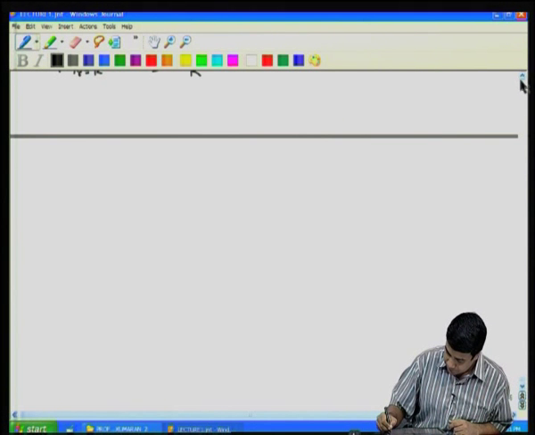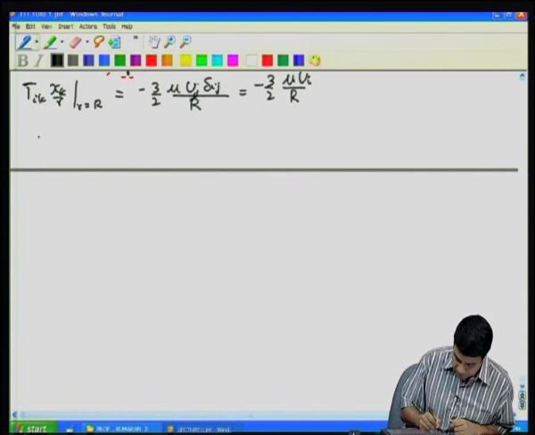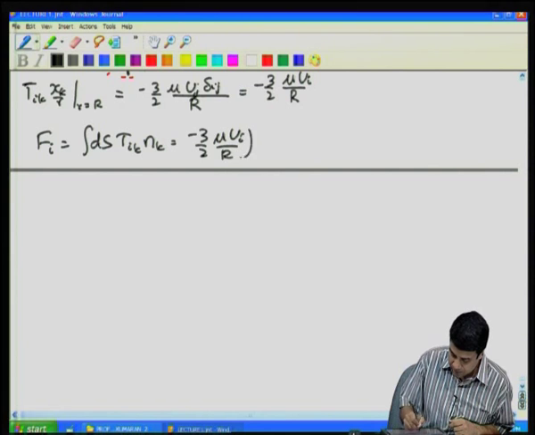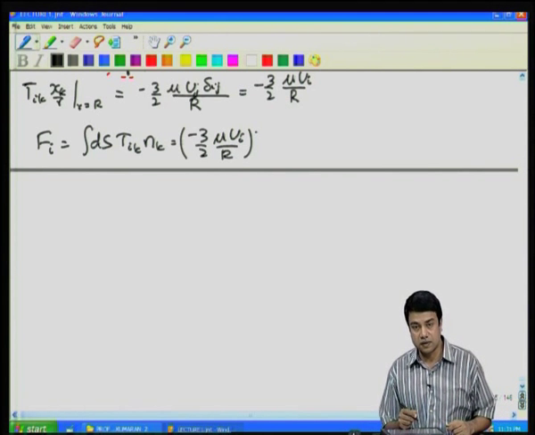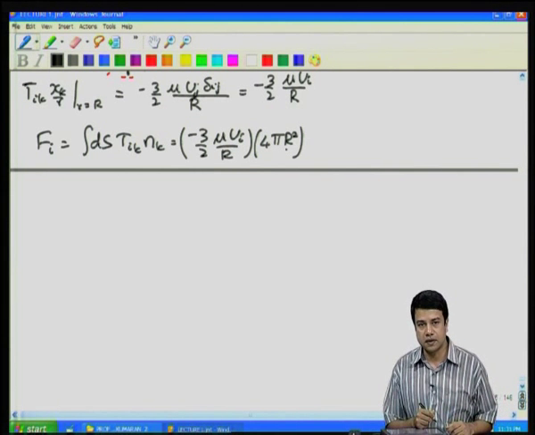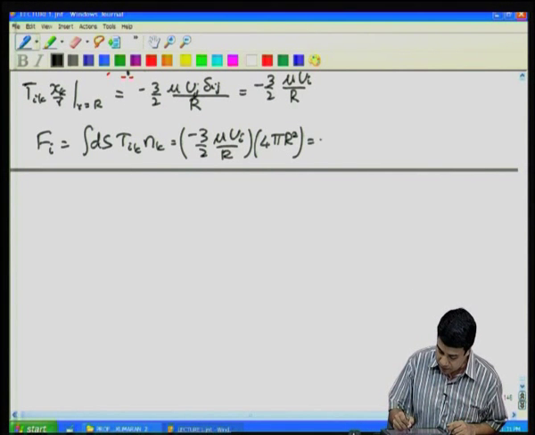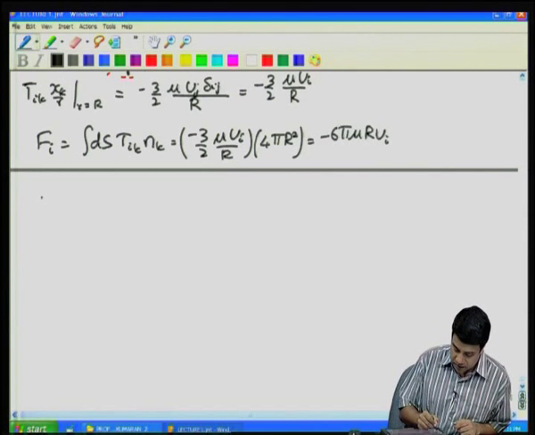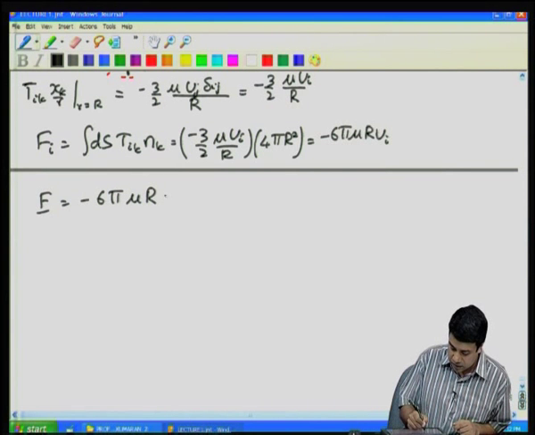So, therefore, the total force F_i is equal to the integral of dS T_ik n_k, and that is equal to minus 3 by 2 mu u_i by r into the surface area of the sphere. The surface area of the sphere is 4 pi r squared. This is equal to minus 6 pi mu r times u_i. So, this has given me the force on the sphere: F vector is equal to minus 6 pi mu r times u vector.